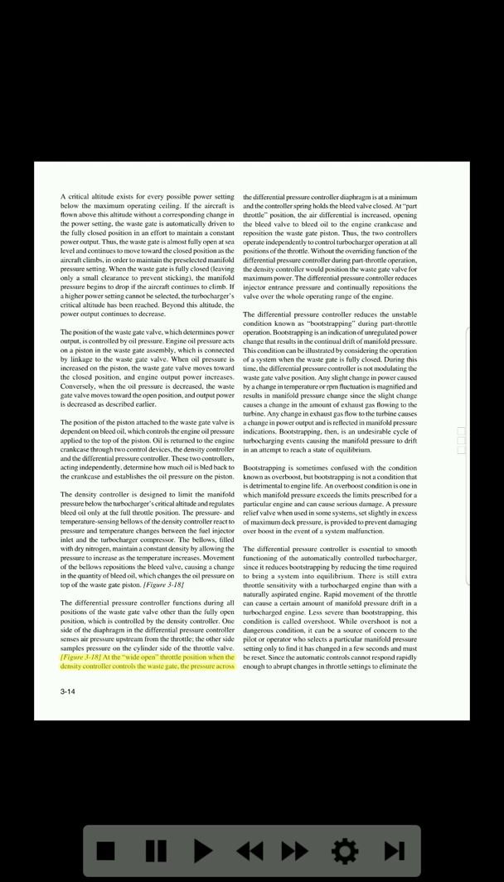Figure 3-18. At the wide open throttle position, when the density controller controls the wastegate, the pressure across the differential pressure controller diaphragm is at a minimum and the controller spring holds the bleed valve closed. At part throttle position, the air differential is increased, opening the bleed valve to bleed oil to the engine crankcase and reposition the wastegate piston. Thus, the two controllers operate independently to control turbocharger operation at all positions of the throttle.